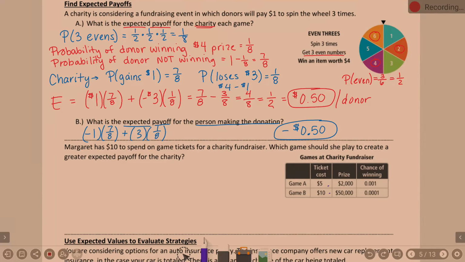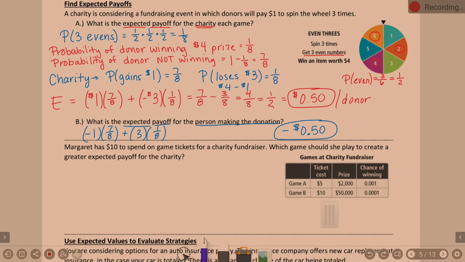So as we pick back up in 12.5, we're talking about expected payoffs. We just worked through an example talking about the expected payoff for the charity and the expected payoff for the person making the donation. When we talk about expected payoff, it's the average the charity can expect to make, or the average the person could expect to win, those types of things.